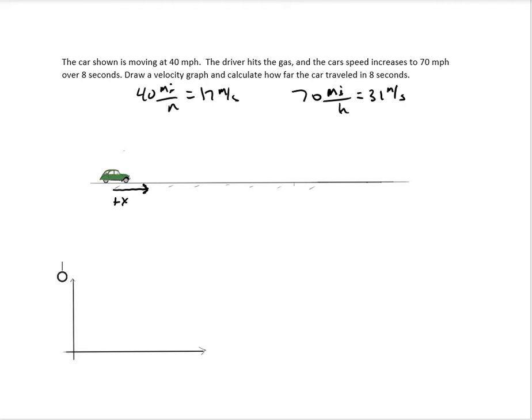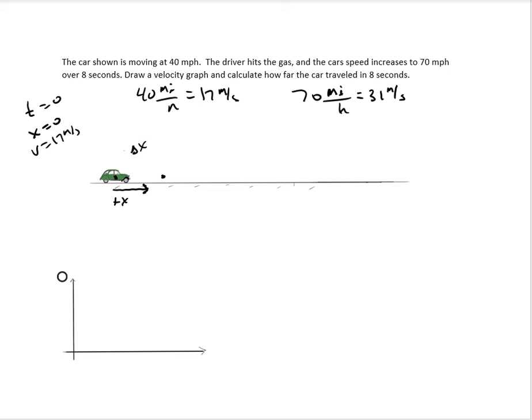Motion diagram, fairly important. Now at t equals 0, the x coordinate is 0, but the car's moving at 17 meters per second. So when we draw this motion diagram, we're going to use the dots to represent the car. So there's my first delta t, and there's my delta x here.